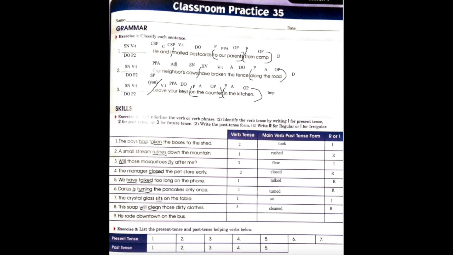Number 9, he rode downtown on the bus. Rode is our main verb, or is our verb. We don't have a helping verb. The verb tense of rode is past. So we're going to write number 2. The past tense form of the main verb, it's already in the past tense form, so we're going to write rode. We couldn't say rided, so that means this is irregular.